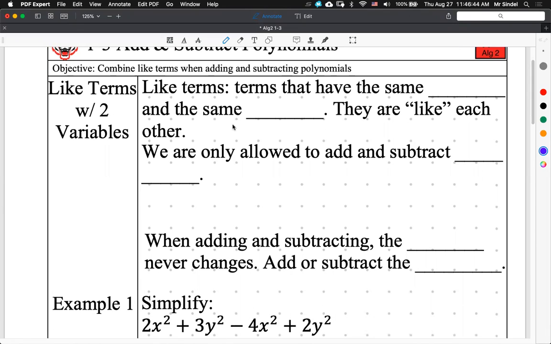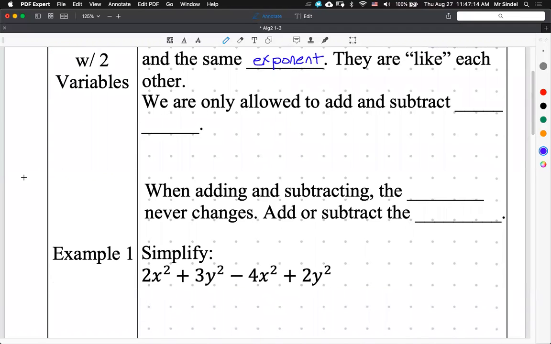Like terms, what are they? They're terms that have the same what and the same what? Charles, yeah. Variable and exponent. Variable and exponent, there it is. Variable and same exponent. It's almost as if that kid just recently took Algebra 1. Yeah, so if you don't like the word variable, just think same symbol, same letter, same exponent means same power. Let me give you a few examples and non-examples off to the side just to remind us.